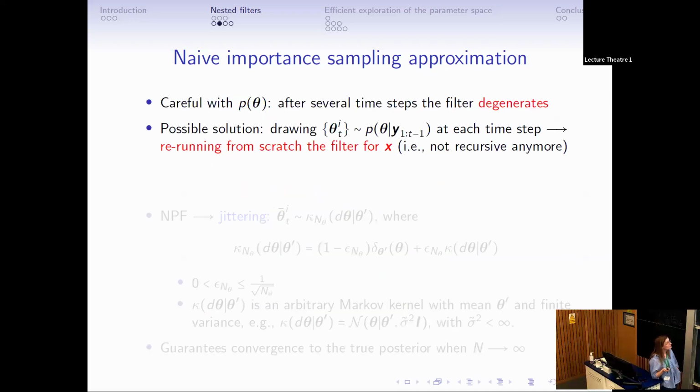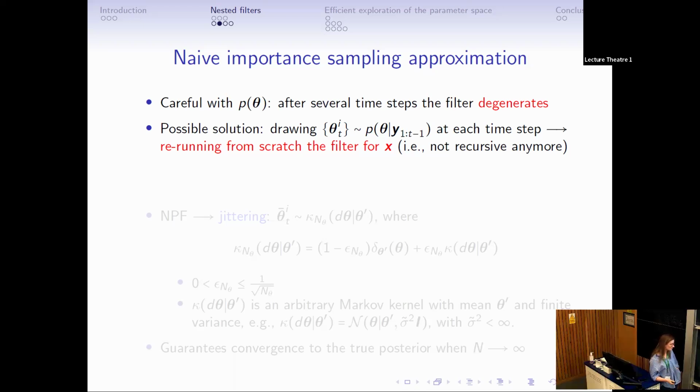First of all, we have to be very careful with the prior. We are just trusting the prior. And if it's not close to the posterior distribution, or is not even overlapping, what will happen after a few time steps is that all weights or most weights will go to 0, and there will be some degeneracy of the method.